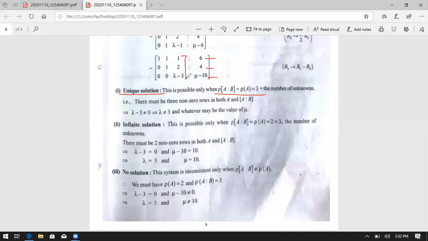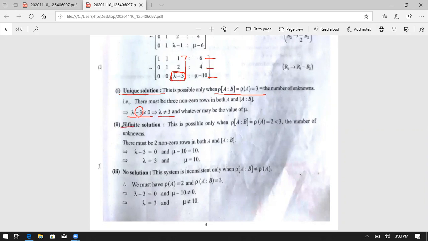Then lambda minus 3 is not equal to 0. See here, this one. Lambda minus 3 is not equal to 0, then lambda is not equal to 3, as the minus 3 comes to this side. Whatever the value of mu may be, you are only considering this one. Okay, this is the unique solution.